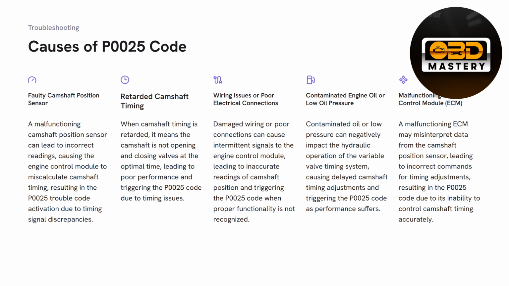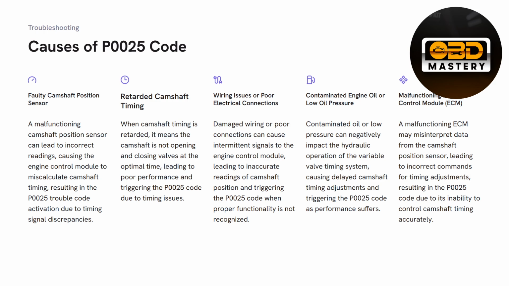The cause of this is usually just a faulty camshaft position sensor. You could have retarded camshaft timing, wiring issues or poor electrical connections, contaminated engine oil or low oil pressure, or a malfunctioning ECM, which is very rare. However, it's never zero, but that is a pretty costly repair right there.